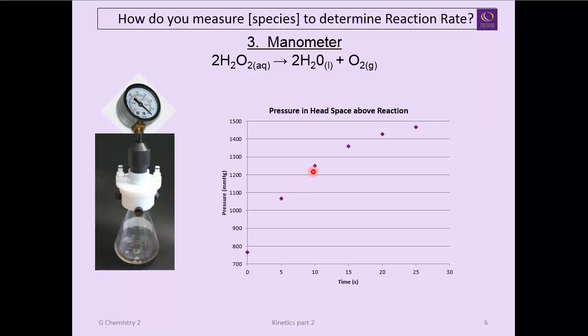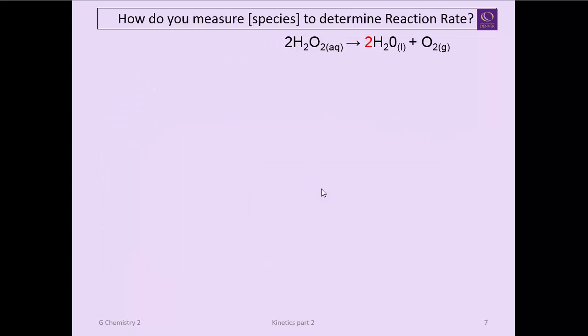But once again, as the reaction progresses, the rate at which it evolves slows down, and that's always going to be common in a chemical reaction. So once again, rate is expressed as change in species per change in time.